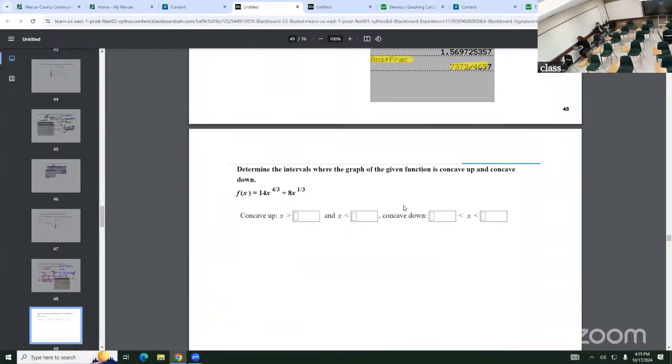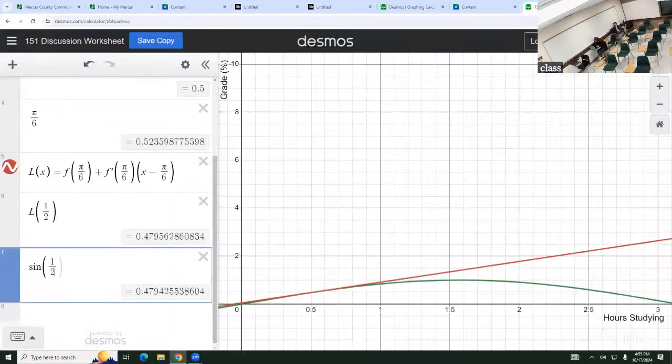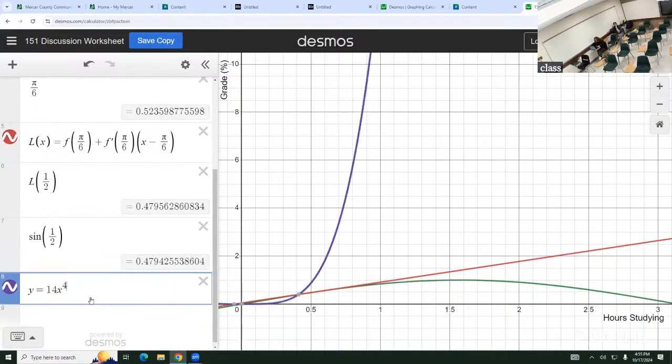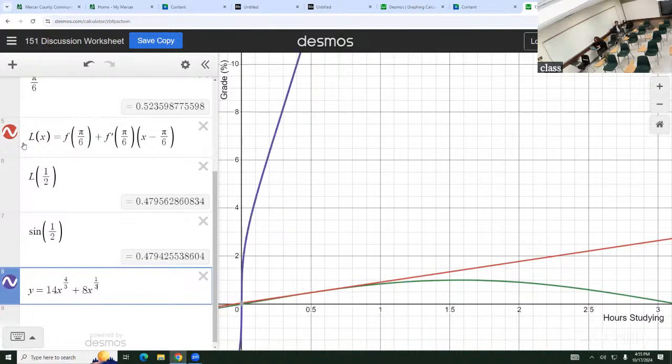Concave up, concave down. What's that all about? So what's that mean? I have this ugly function here. Look at it. Oh, it's nasty. 14x to the 4/3 plus 8x raised to the 1/3. All right, so what am I going to do there?